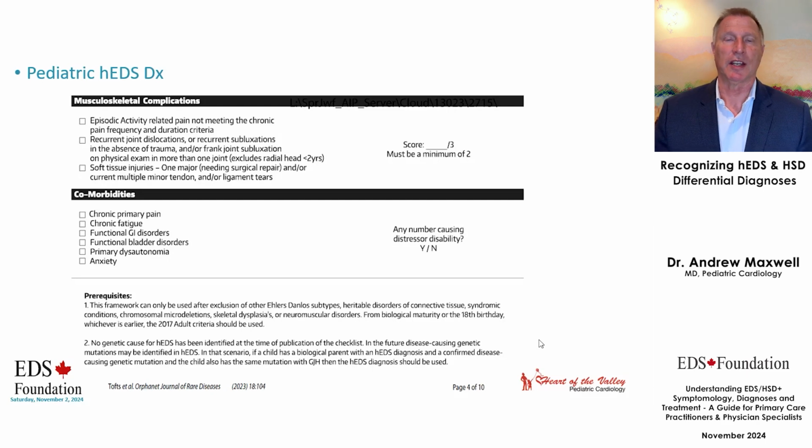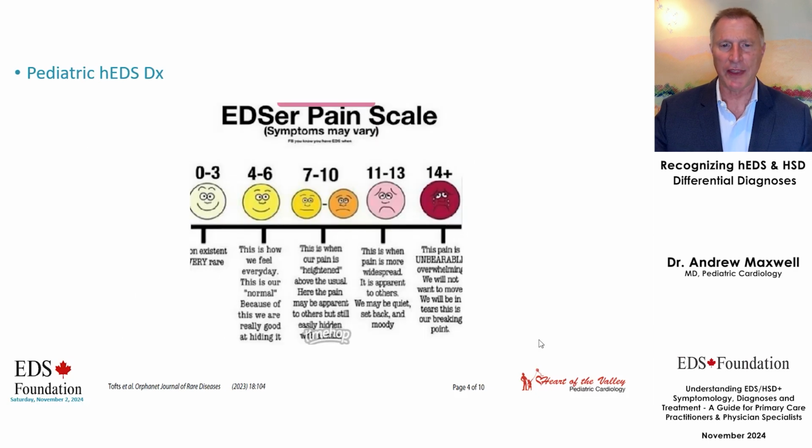And then they brought in comorbidities, recognizing co-conditions and other pathologies: chronic primary pain, chronic fatigue, functional GI disorders, functional bladder disorders, primary dysautonomia, and even anxiety. So recognizing in this newer version, at least for pediatrics, that there's a bigger picture here that needs to be addressed. And they came up with a pain scale that can be used particularly for the very young children.